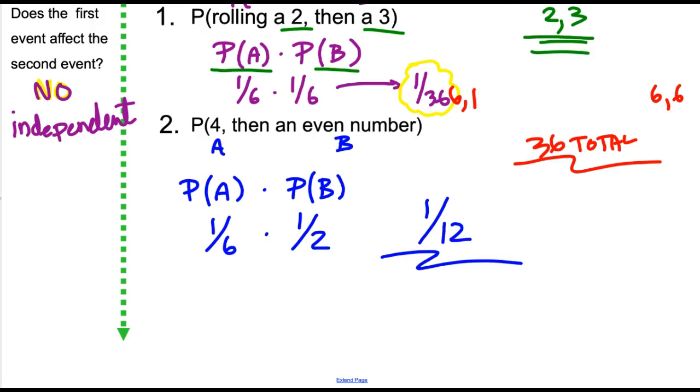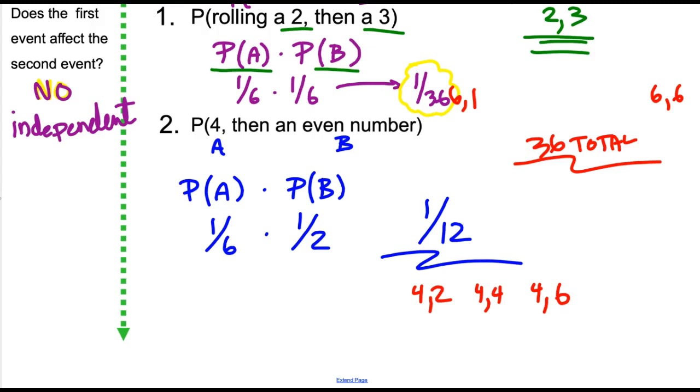And if you think about it, 1/12 is 3/36. So what 3 outcomes in the sample space would satisfy that? 4, 2, 4, 4, and 4, 6, right? Since we know the sample space. So you can kind of see it in the picture, and you can see how it's calculated as well.